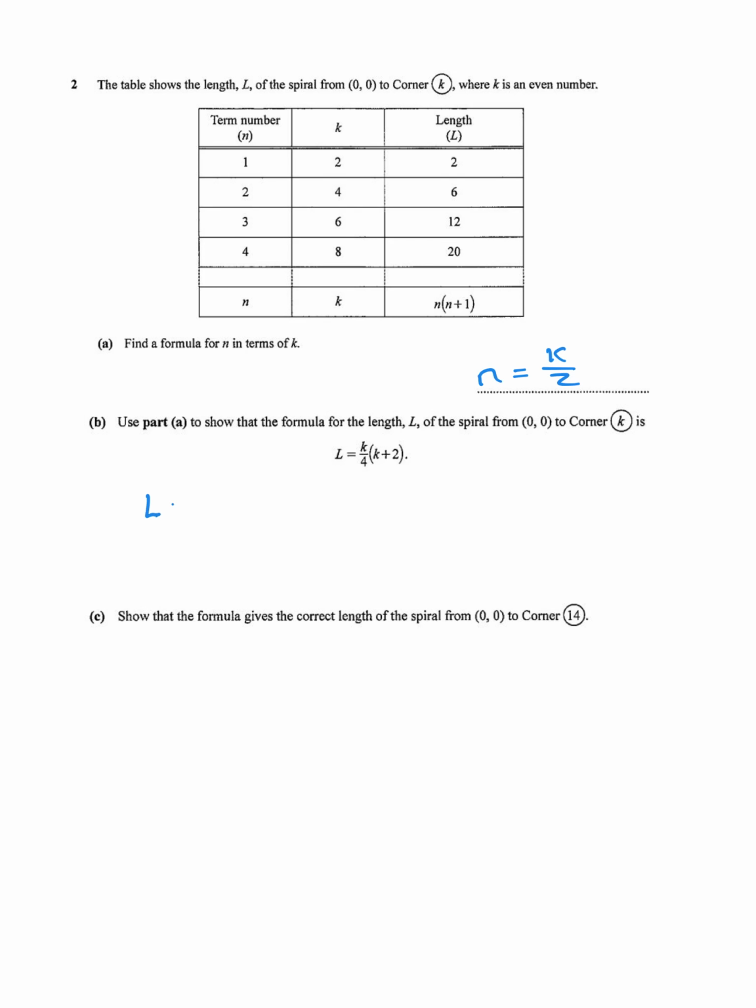We've then got L is equal to k over 2 plus 1. Okay, it doesn't quite look like this yet, so we're just going to go through our algebra and expand our bracket, see where we end up. So L equals k squared over 4 plus k over 2.